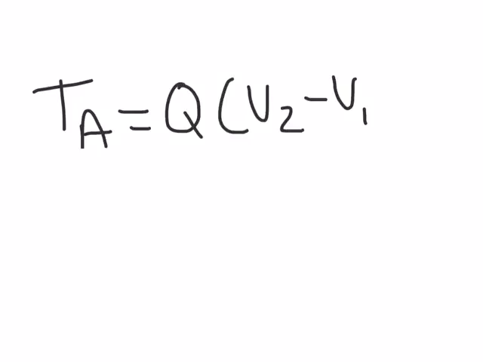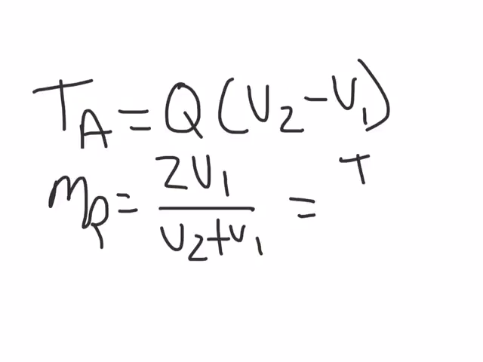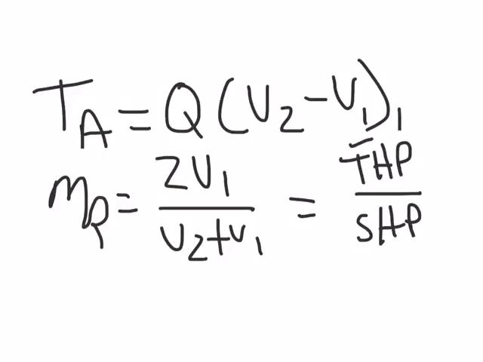Same with this equation. You've seen thrust required before. It's mass flow times velocity at the exit minus velocity at the inlet. Propulsive efficiency is 2 times the velocity at the inlet divided by the sum of velocity exit and inlet. And this is also written for props as THP divided by SHP, where T stands for thrust horsepower and S stands for shaft horsepower.